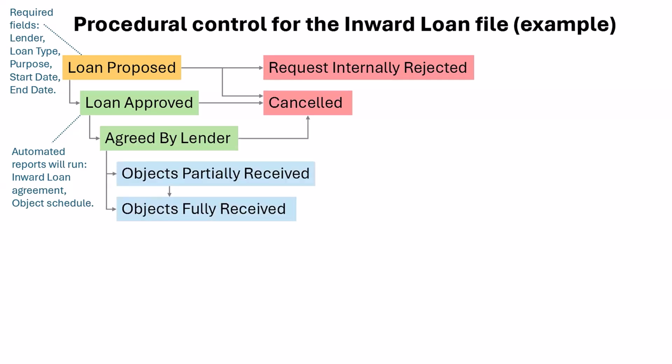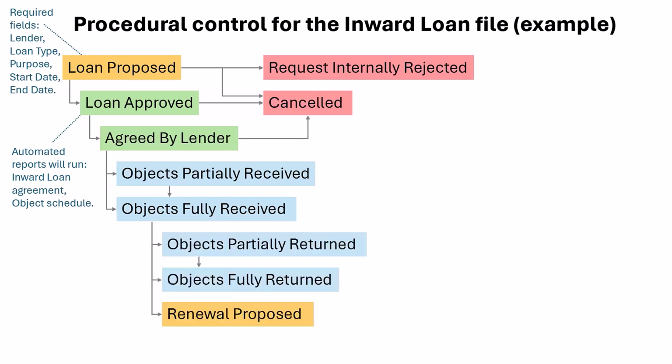From there, again, it could still be cancelled, or we move into receiving the objects. We've got two statuses there. One, objects partially received, which can then move to objects fully received, or if you receive all of the objects at once, you can just change the status from agreed by lender to objects fully received. So the loan is now in place. From objects fully received, we can move to returning the objects, partially returning them and then changing it to fully returned, or if they're returned all at once, changing it to objects fully returned.